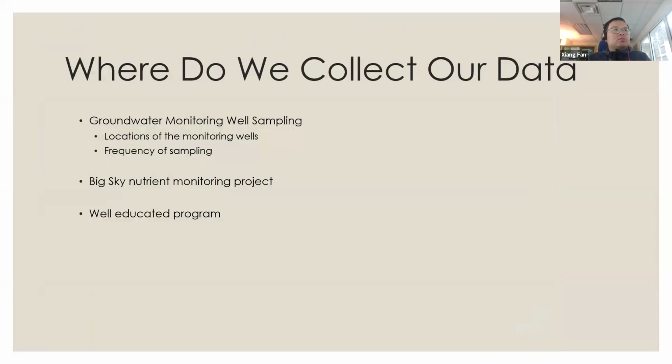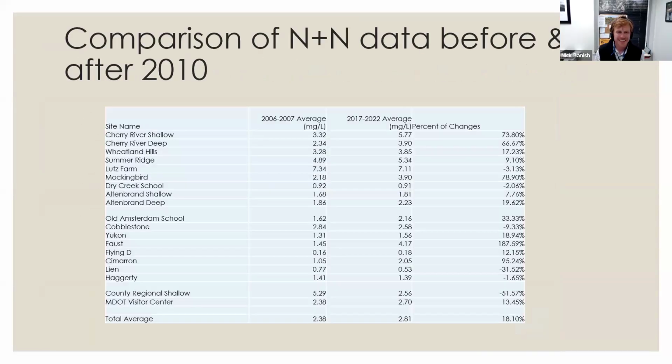This is a comparison of N+N data before and after 2020. The average increase of nitrate data for the past decade is 18.1, but we do see some dramatic changes. For example, the wells in Cherry River and Mockingbird, over 70%, or we can say it's almost doubled. And for the first, we see a change of 187, where the data almost tripled.